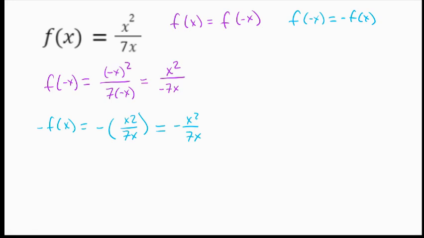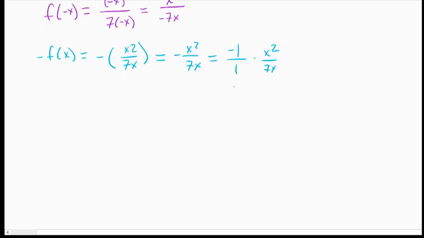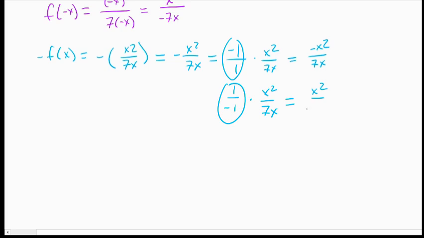And now, at first glance, maybe these two functions don't look exactly the same. But the idea of multiplying something by negative 1 can get a little bit tricky because negative 1 either looks like this, negative 1 over 1 times x squared over 7x, but also it looks like 1 over negative 1, because this is negative 1 and this is also negative 1. So when I multiply this, it can look two different ways, even though it means the same thing. It could be negative x squared over 7x, or it can be x squared over negative 7x.